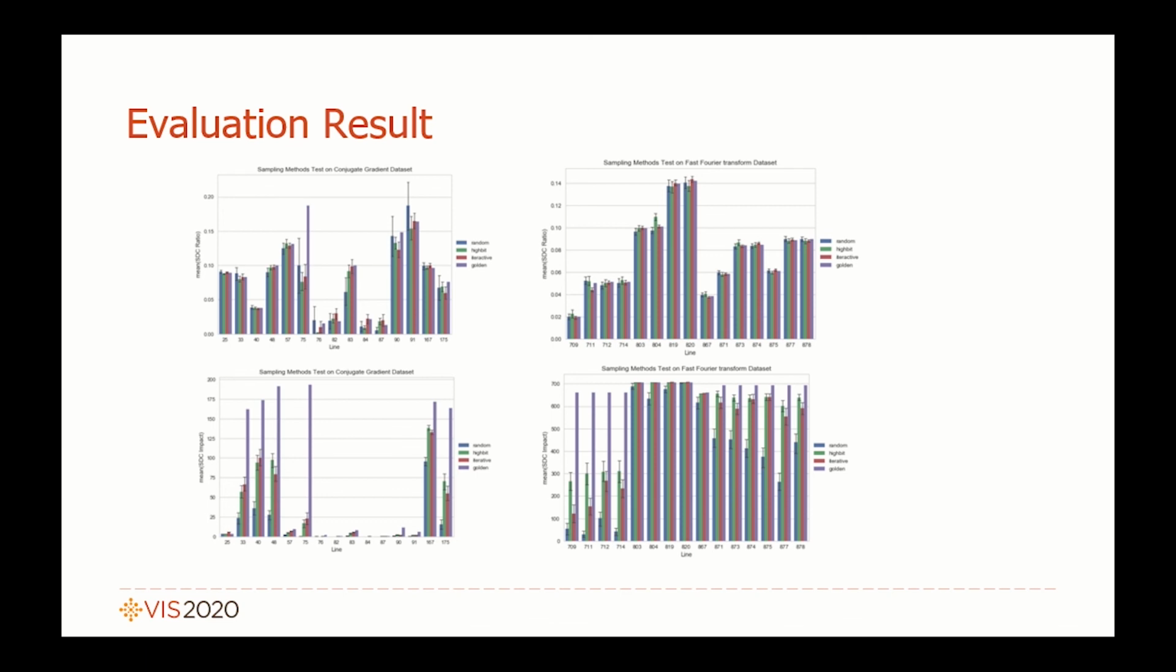We use the fast Fourier transform and the conjugate gradient benchmarks to evaluate the performance of the different sampling methods and compare them with the golden ground truths. The evaluation result indicates that both of the proposed sampling methods have better performance compared to the random sampling method, and the binary search method is better at capturing the program's SDC impact in both benchmarks, and the iterative method has a small SDC ratio standard deviation compared to the rest of the methods.